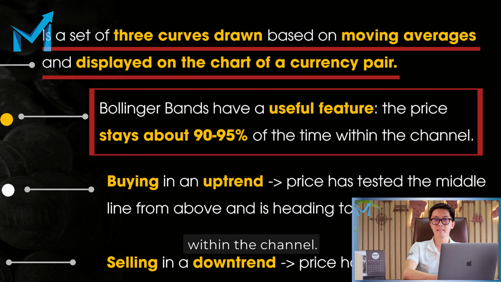The Bollinger Bands indicate buying in an uptrend if the price has tested the middle line from above and is heading towards a trend, and we will make a sell in a downtrend if the price has tested the middle line from below and is heading toward a trend.